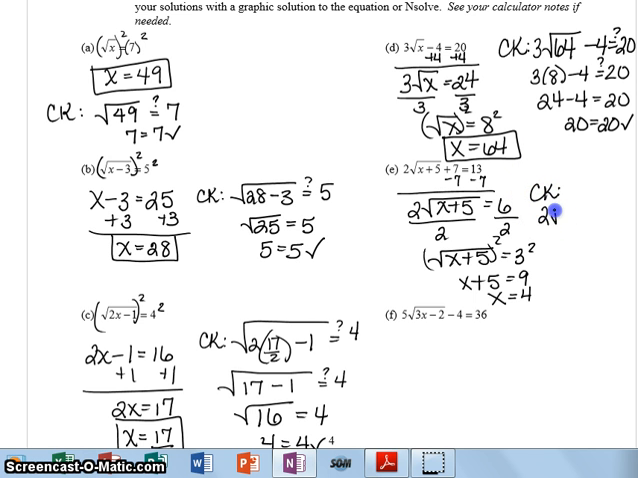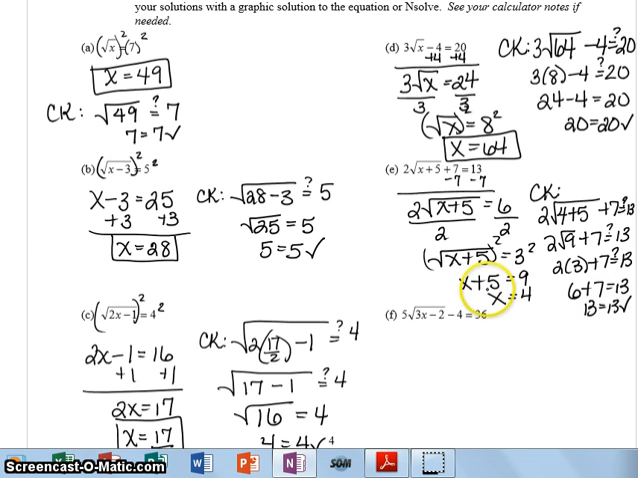Okay, 2 times the square root of 4 plus 5, plus 7, checking to see if it equals 13. So I get 2 times the square root of 9 plus 7, checking to see if it's 13. 2 times 3 plus 7. Is it equal to 13? 6 plus 7 equals 13. 13 equals 13. It checks out. So I do accept this answer.